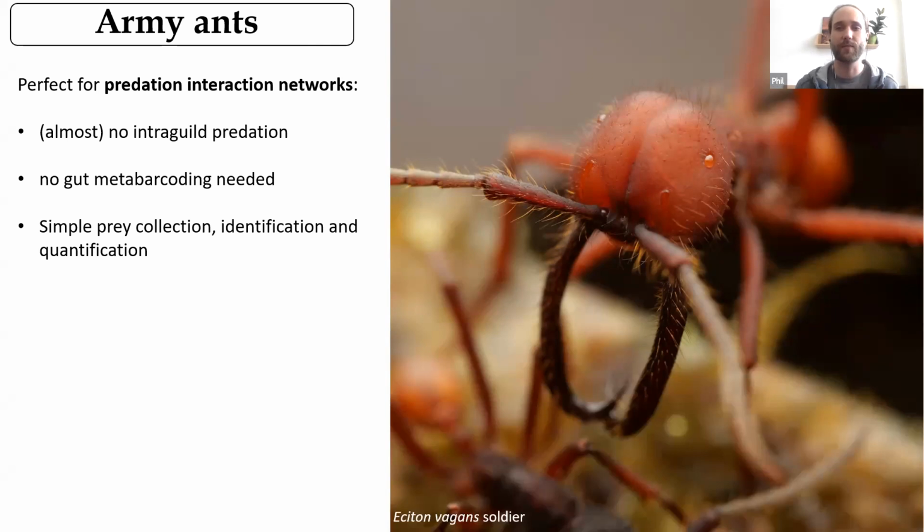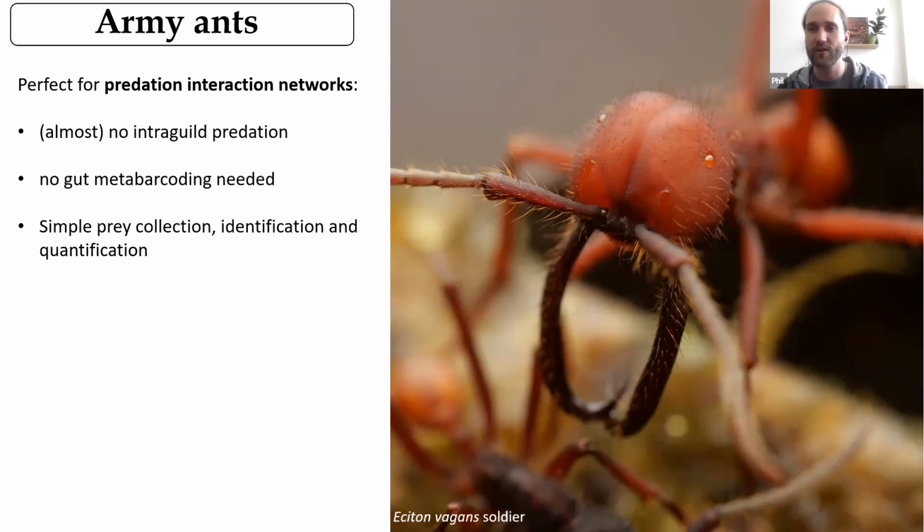Now, they are especially interesting because we can use them as model organisms to study predation networks in the Neotropics. I think they are really well suited for that because we have no or almost no intragroup predation. So one army ant will not raid another army ant. In fact, if they meet in the field, they will usually try to avoid each other. This also makes the ecological network between predator and prey much simpler because there's almost no intragroup predation going on.